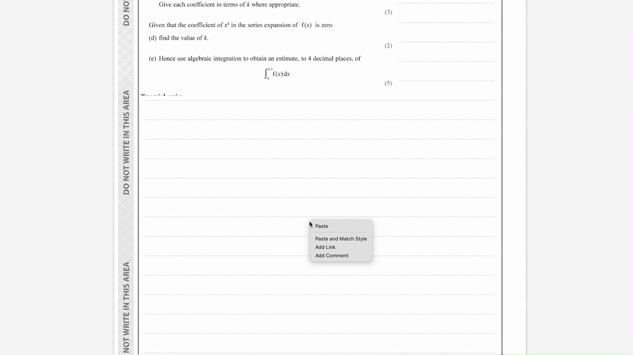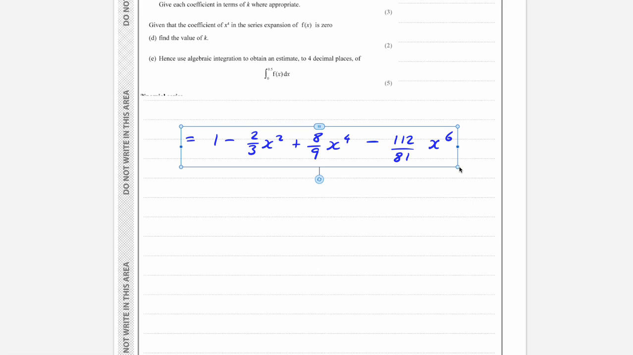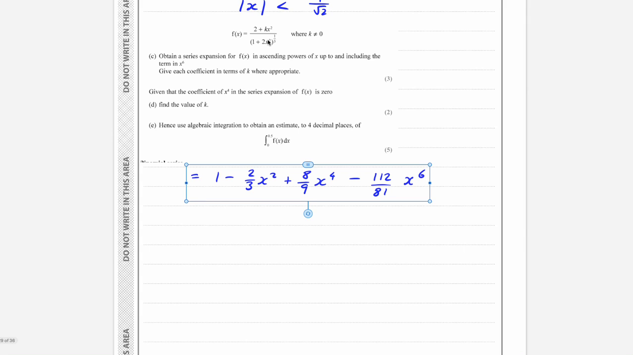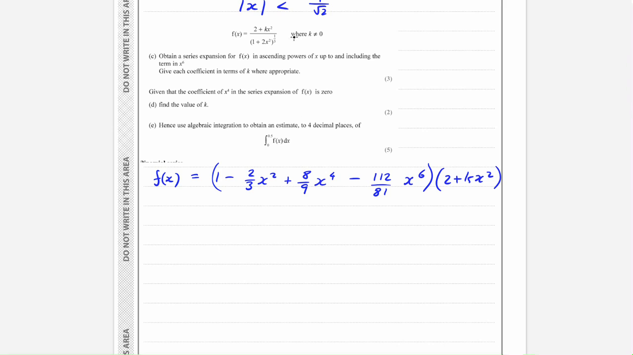Let me just copy and paste. Okay, so this is the bottom bit of f of x. So f of x is actually equal to this in a big bracket, times 2 plus kx squared. Now why is that? Because look, this is 1 plus 2x squared to the third is the same as 1 plus 2x squared to the negative a third. So when we times this by this, if you like, it's that times 2 plus kx squared, which is the same as this.